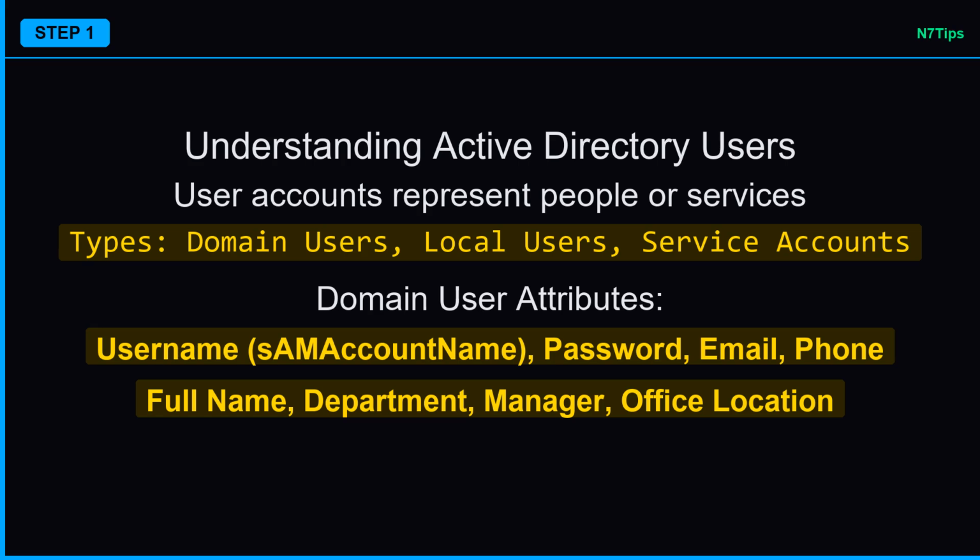A user account in Active Directory represents either a person in your organization or a service that needs to access resources. When you create a user account, you're creating an object in the Active Directory database with specific attributes. These attributes include the username, which is technically called the SAM account name, the user's email address, phone number, full name, and department information. There are 3 main types of accounts you'll work with.